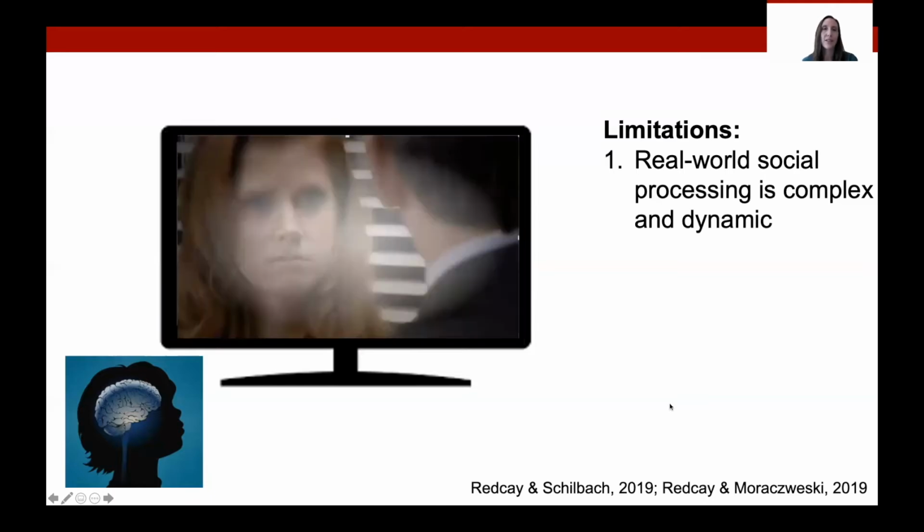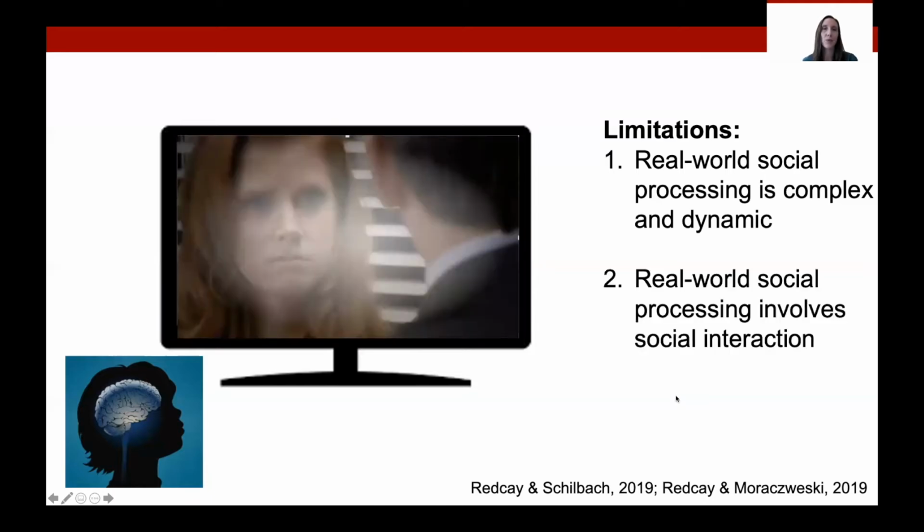A second limitation, though, is that real-world social processing involves social interaction. So we typically aren't presented with social stimuli just via video screen, but instead we are often presented with a social stimulus in the context of a social interaction. And so we don't have the luxury of just reflecting on what that person's thinking.